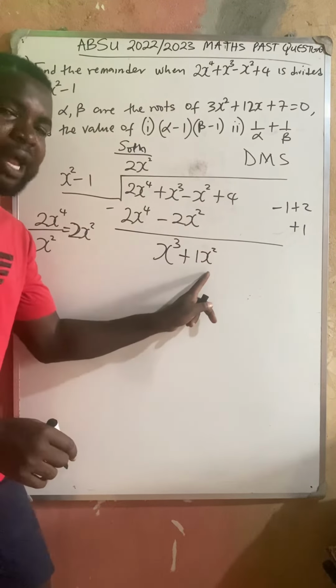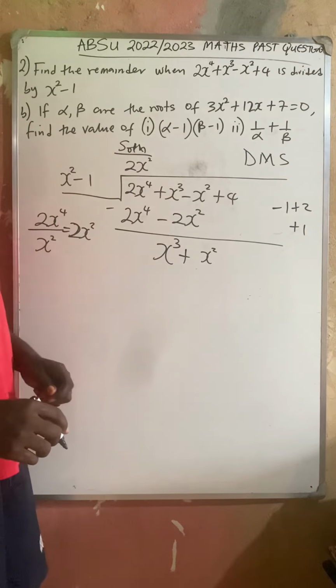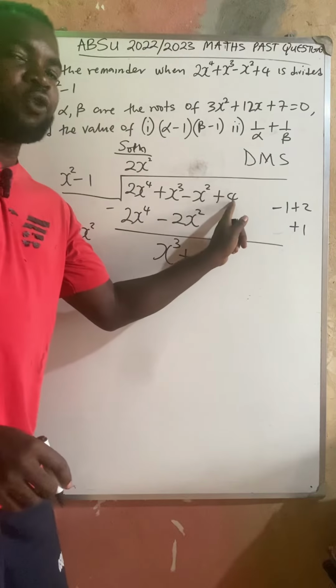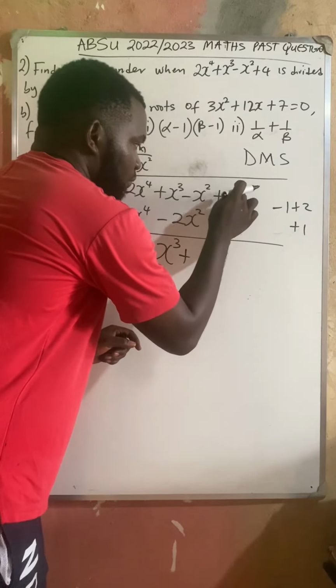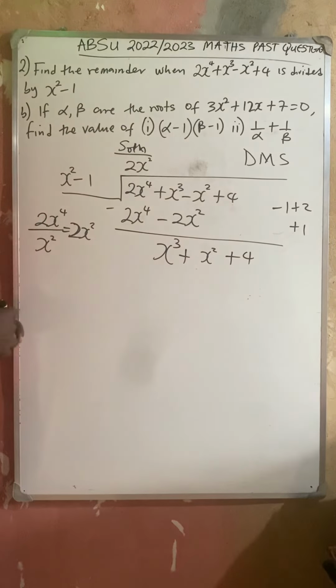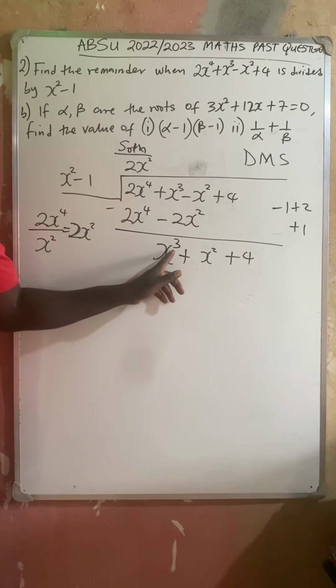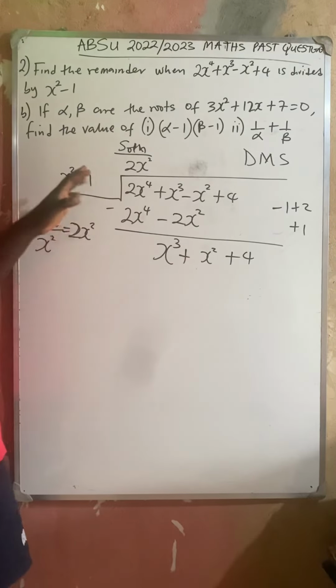But there's nothing like 1x raised to the power 2, so you have to remove that 1. It will just be x raised to the power 2. Now, the next term is plus 4. Plus 4 does not have anybody to subtract with, so 4 minus 0 will give you just 4. All right? Now, if you look at this, this is x raised to the power 3. This is the new remainder. This remainder is not less than the divisor.